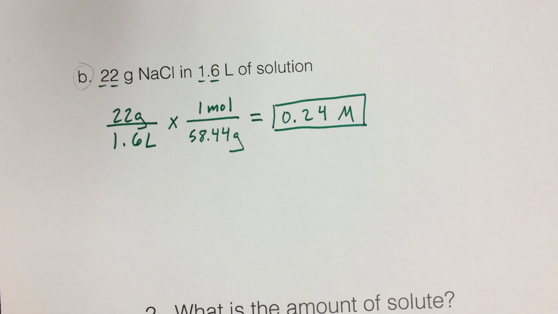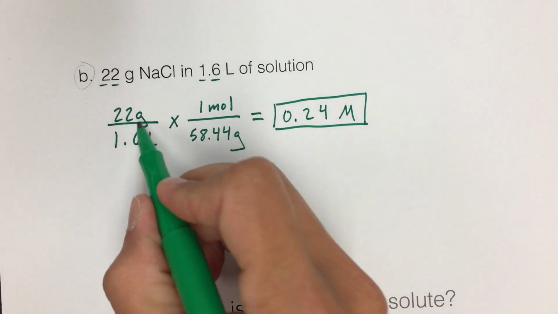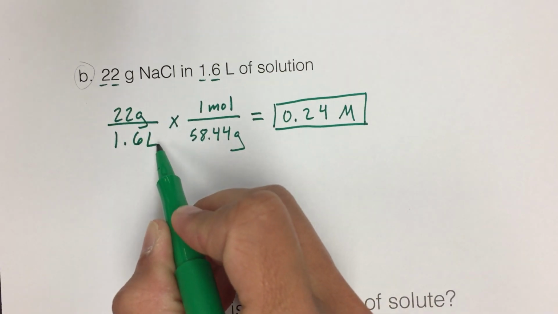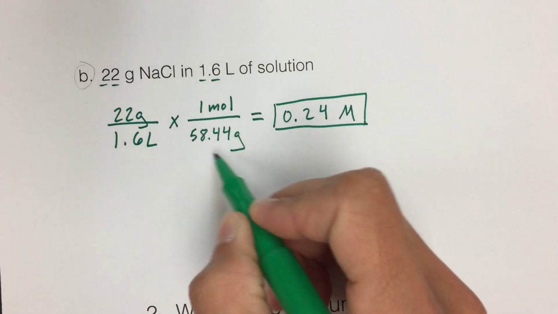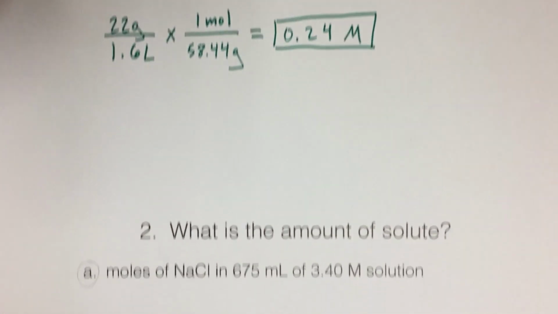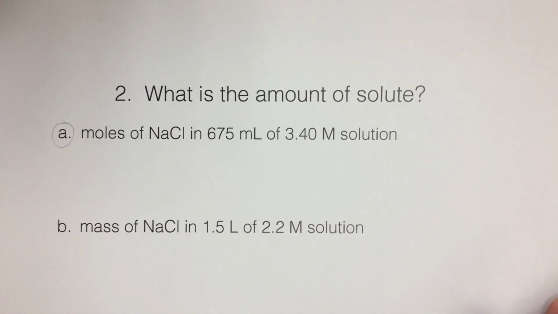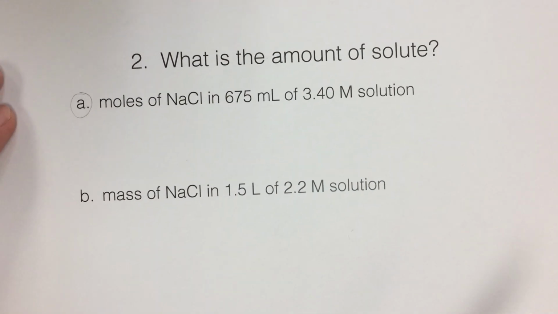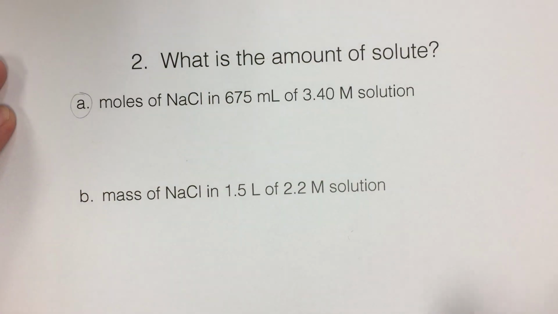So that's an example of figuring out the concentration. We have an amount on top and a volume on the bottom. You may or may not have to do extra conversions to convert to specifically moles on top and liters on the bottom. Okay, so let's try the next type of problem, which is the amount, when you're trying to figure out the amount of solute, and we're going to do part A here.